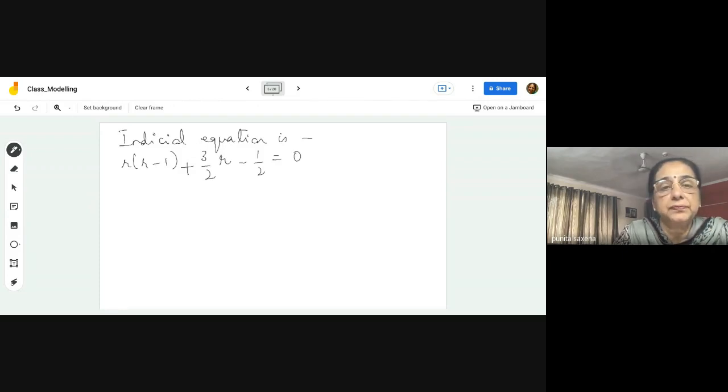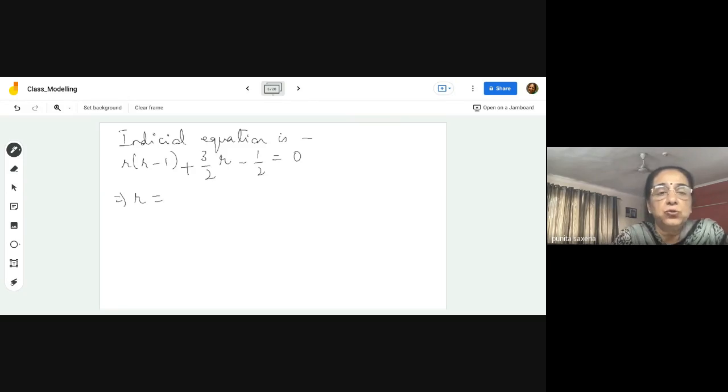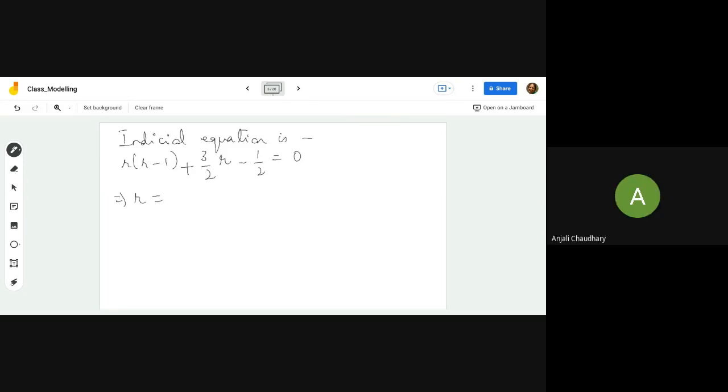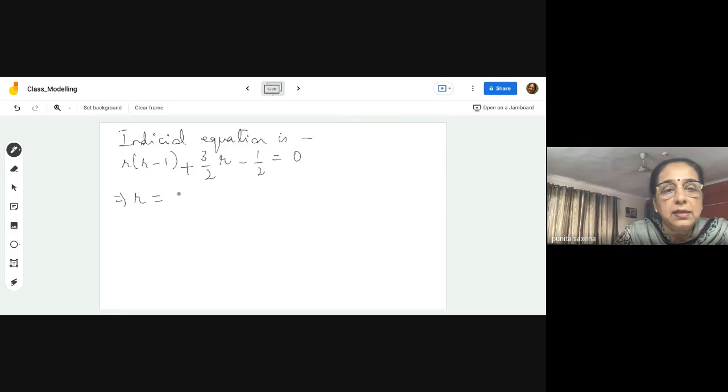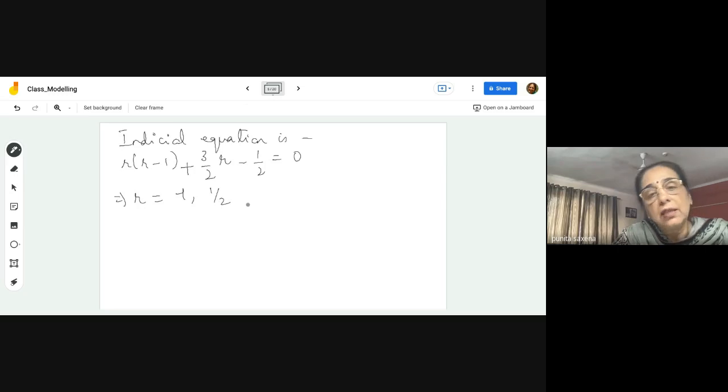Is that right? Yes, ma'am. So now what are the two roots of this initial equation? Minus 1 and half. Okay, fine. Now, which one is the larger one? Half. So always take the larger one as r1. So this implies r1 is half and r2 is minus 1.